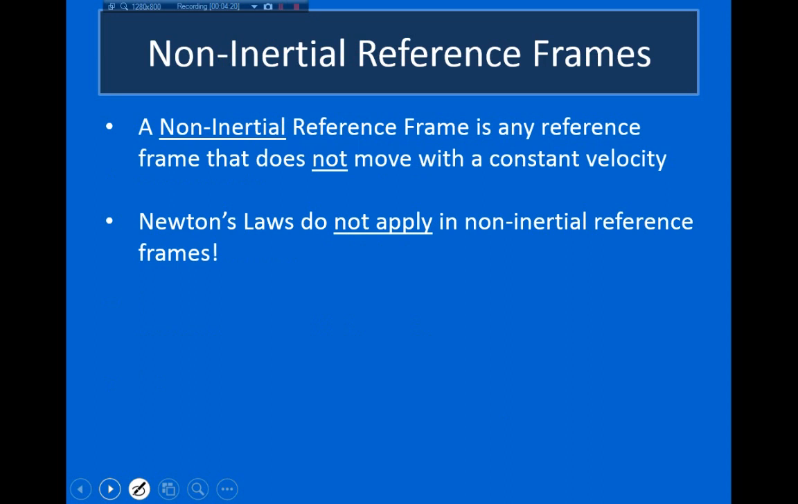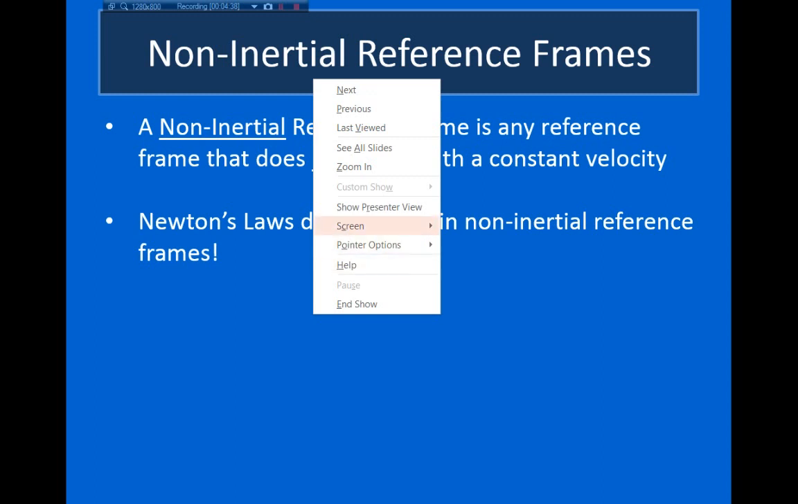A non-inertial reference frame is any reference frame that is not moving with a constant velocity. So this means that it's either speeding up or slowing down, or it's changing direction. Newton's laws do not apply in a non-inertial reference frame. In fact, we can really easily see why this is.